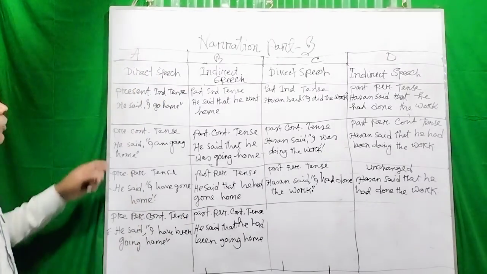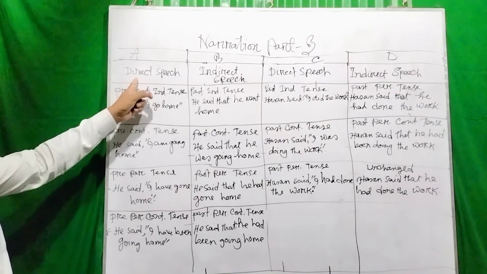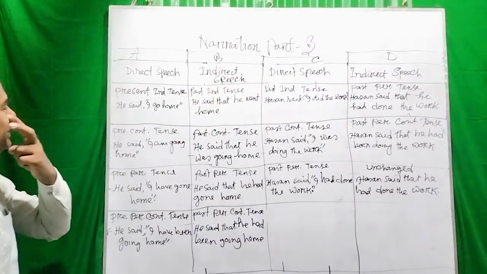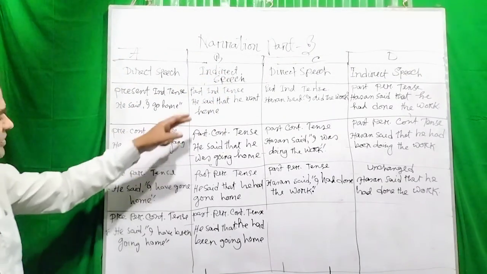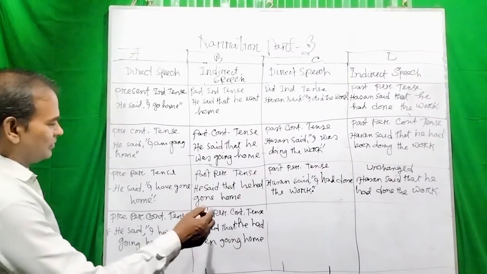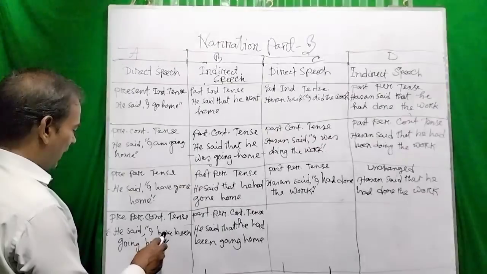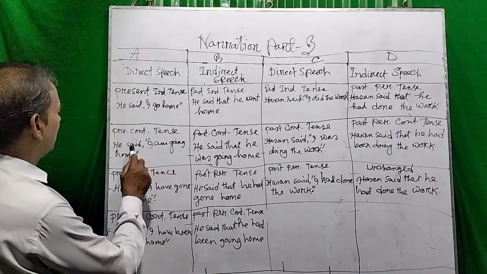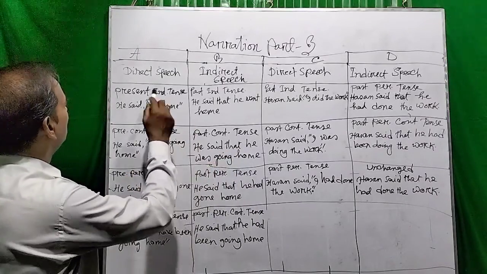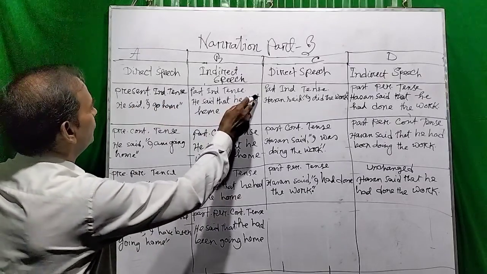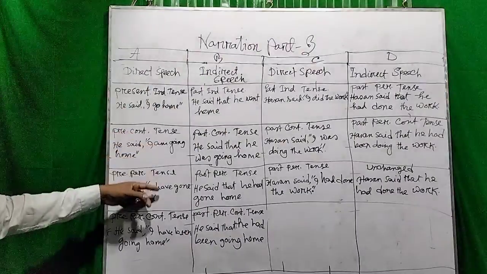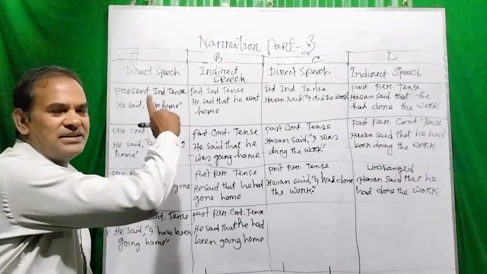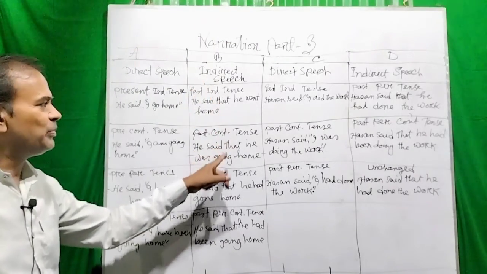So you see, while we are going to change the narration of any present tense into indirect speech, we see that only one present form has been changed into the past tenses. Here have has been changed into had, here have has been changed into had, here am has been changed into was, here go has been changed into went. So the present form has been changed into the past form. So only one verb changes into the indirect speech.